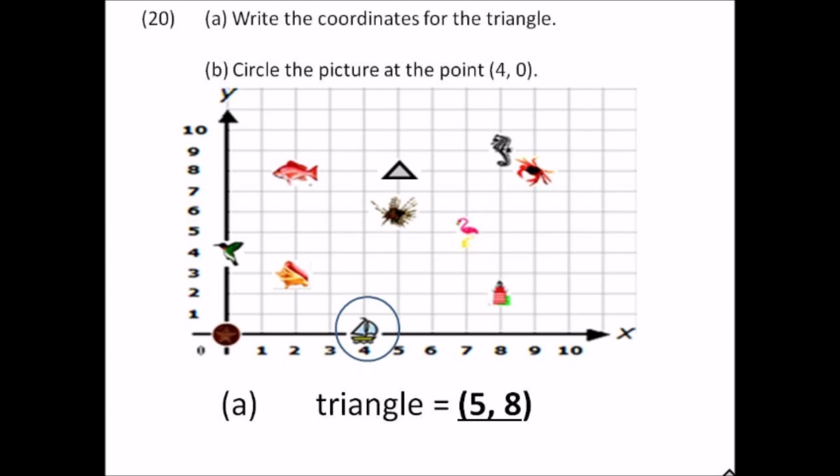Circle the picture at 4, 0. 4 on the x, 0 on the y. So that's the sailboat. Good. Some of you got it. Excellent work, grade 3 students. And that's as hard as it would get on a test like that. But you've done it. Now, I hope you got 100%, guys.